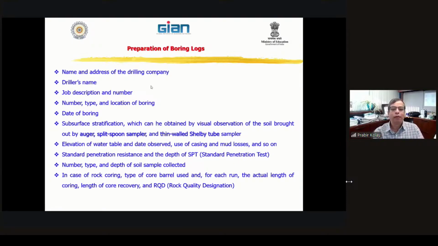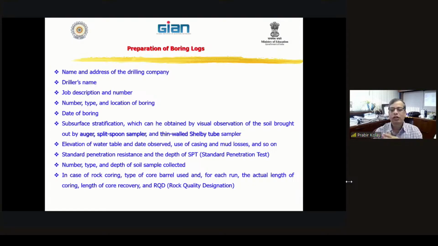The bore log should have all this: the name and address of the drilling company with the driller's name, job description and number, number and type of boring, location of boring, date of boring, and what type of sample was taken, whether it is auger boring, split spoon sampler, or thin-walled Shelby tube sample. Most of the time you need to write that. And also the location of the water table needs to be mentioned.